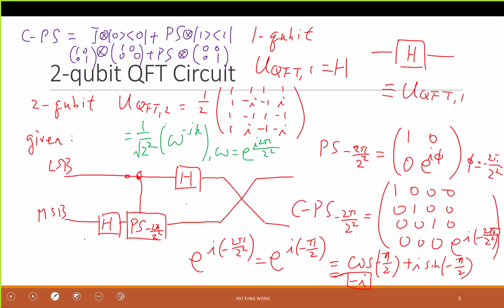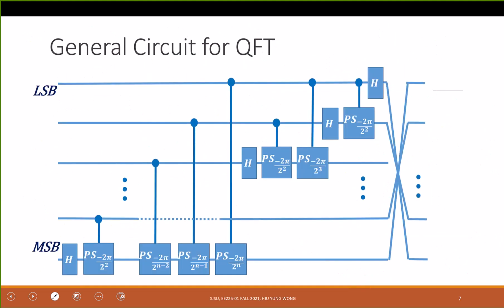But if I just need to come from scratch, I definitely would think I need to have something that gives me e to the power negative i 2 pi over 2 to the power 2. That's very natural. Then if you have 3 qubits, what do you expect? I have e to the power i 2 pi over 2 to the power 3. But I also have other terms, of course. And that's why in a general quantum Fourier transform circuit, you have the swap gate at the end.